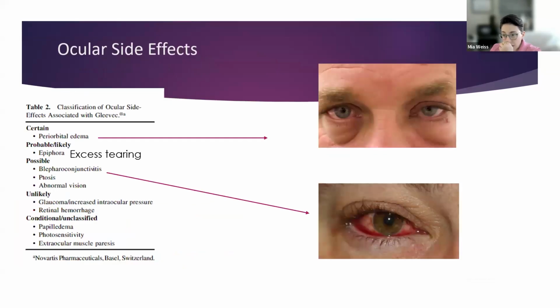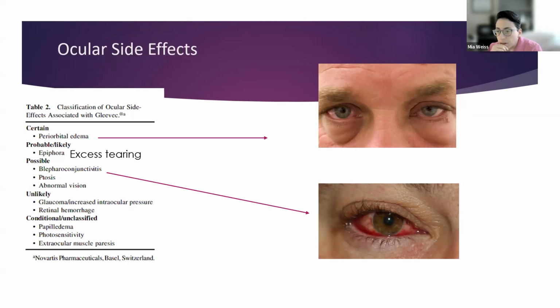Ocular or eye-related side effects. Again, this is most commonly seen with Gleevec. And this little chart here is taken from the pharmaceutical company that makes this drug, Novartis. We talked already about the periorbital edema, and here's a picture of it, just that kind of swelling around the eyes, which for some is most commonly in the morning and then gets better throughout the day. Epiphora, or excess tearing, I think probably is related to the periorbital edema. I think that can be one of the issues patients have if there is swelling in that area.